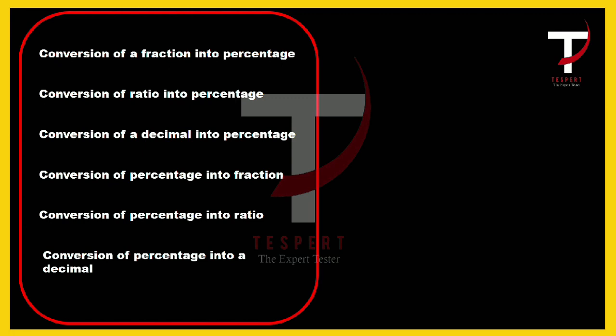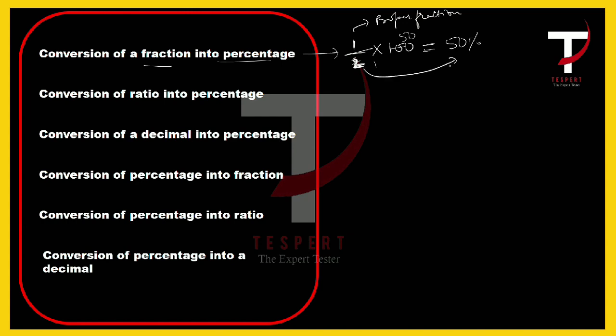So we shall look into how to convert a fraction into percentage, ratio and decimal into percentage, and vice versa, right? So how to convert a fraction into percentage? Take any fraction, let us take 1/2, okay. So this is a fraction, to be precise 1/2 is a proper fraction, right? Why? Because the numerator is less than the denominator, right? So 1/2 is a fraction. So to convert 1/2 into percentage, what should we do? We must multiply it with 100. So what is the result? We get 50%.